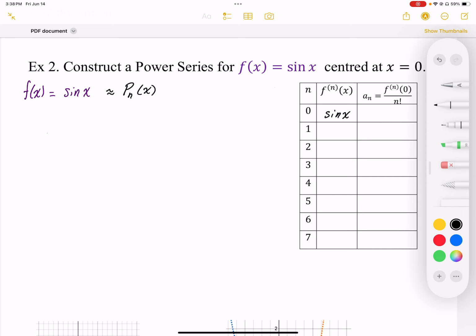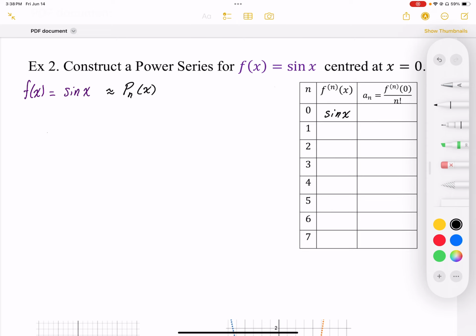So the original function is sine x. The first derivative will be cosine of x. The derivative of that will be negative sine x. And the nice thing about this function is that it's just going to flip back and forth between sine and cosine and not get really complicated looking. So this is kind of a nice one to start with.